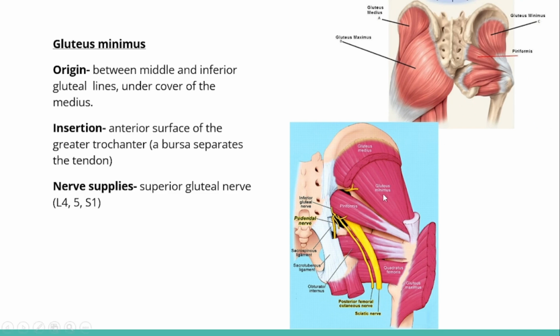Gluteus minimus muscle originates between the anterior and the inferior gluteal line. This is actually under the cover of the gluteus medius. It inserts into the anterior surface of the greater trochanter. It is supplied by the superior gluteal nerve.